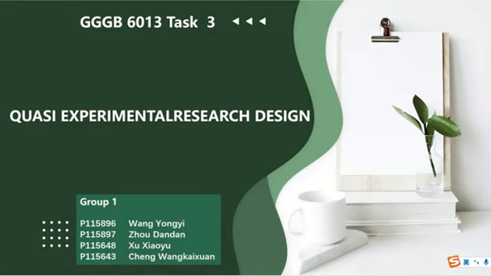First, I would like to introduce my team members, Zhou Dandan, Xu Xiaoyu, Cheng Wang Kaixuan. Today, our Group 1 will report the relevant contents of CRISI experimental research.